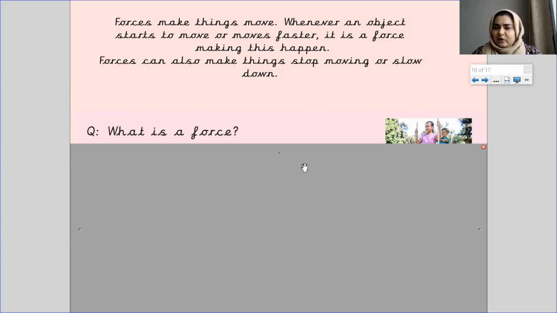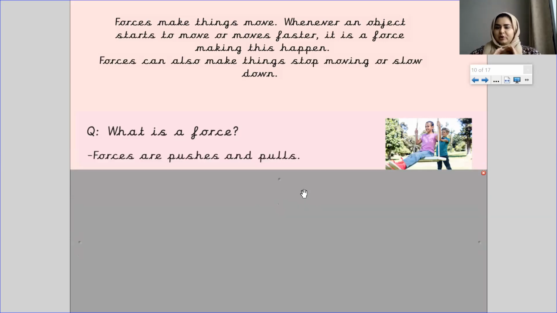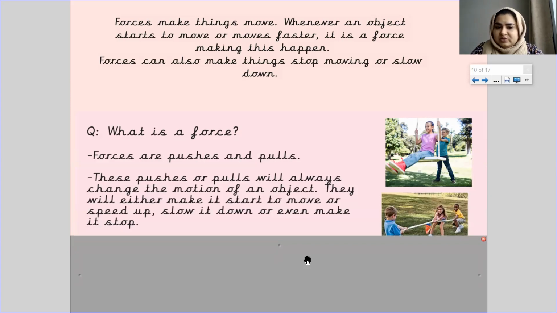Now, what is a force? Put your thinking caps on, try and remember what a force is. Fantastic. Forces are pushes and pulls. A push is when you move something away from you, and a pull is when you move it closer to you. These pushes or pulls will always change the motion of an object. They will either make it start to move, or speed up, or slow down, or make it stop. So a force, a push or a pull, will either make something move and go faster, or make something stop and slow down.